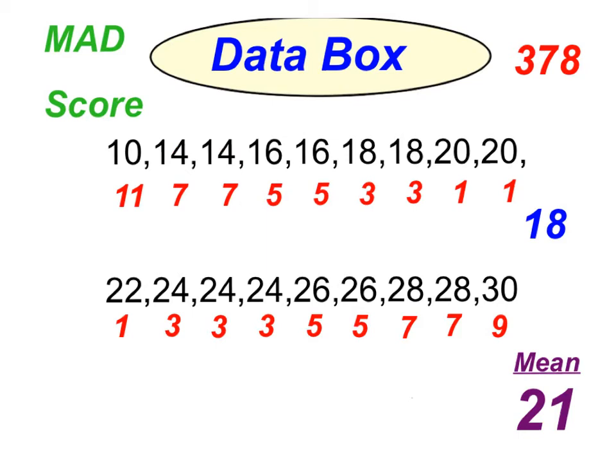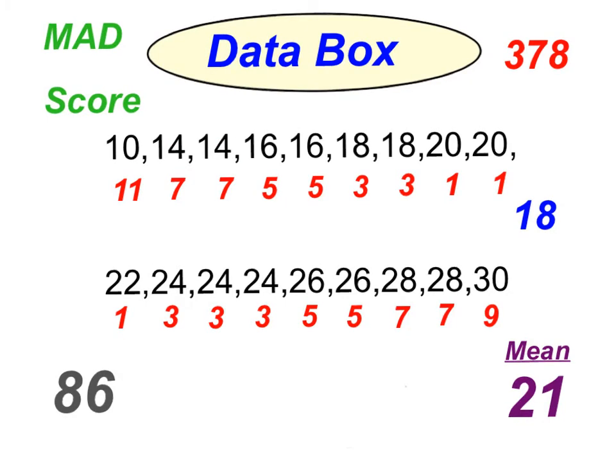Now, once I determine how far apart my mean is from each individual piece of data, I add up all my red numbers in this set. When I add them all up, I get 86.